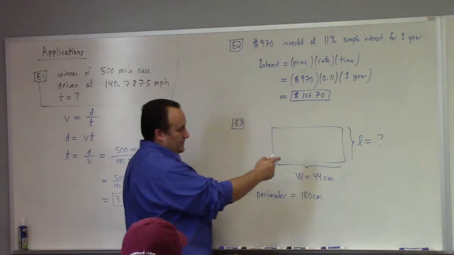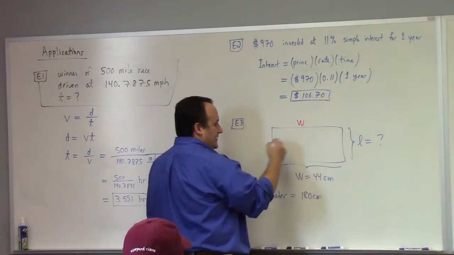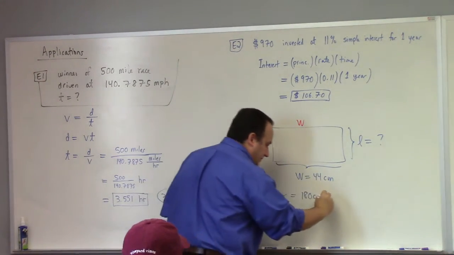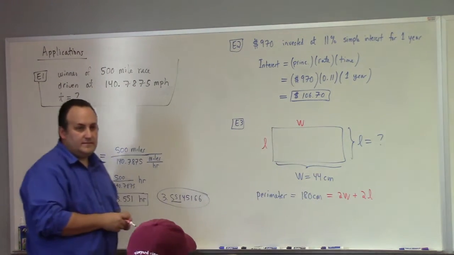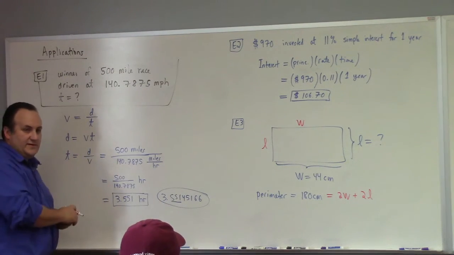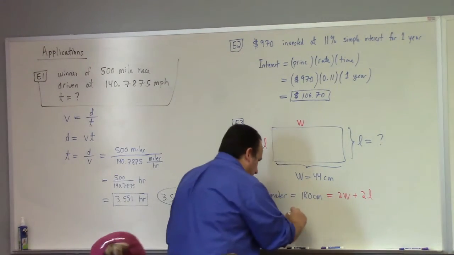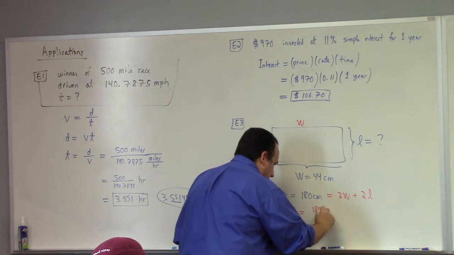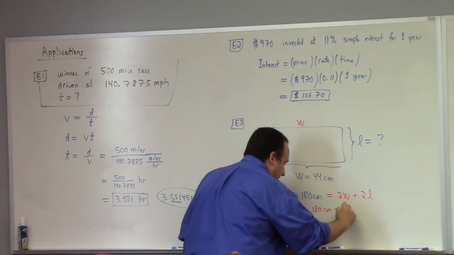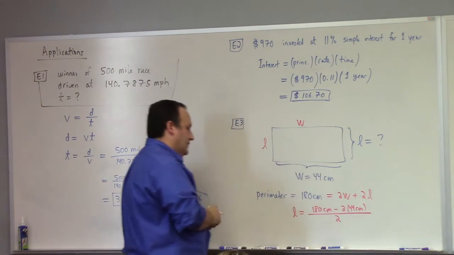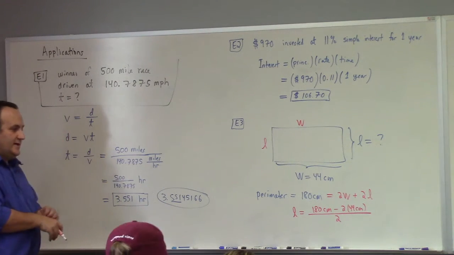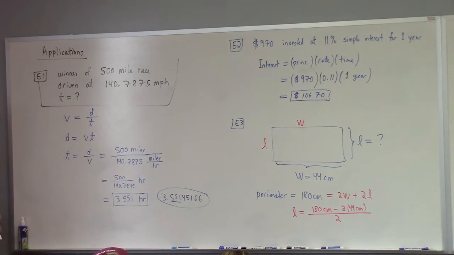What do we got? We got W here, W over here, L over here, right? I heard 2 times the width plus 2 times the length, right? So if you want to figure out the length, solve that equation for L. L is 180 centimeters minus twice the width, which is 44 centimeters, all divided by 2. So that's 180 minus 88, which is 92. 92 divided by 2 is 46 centimeters.